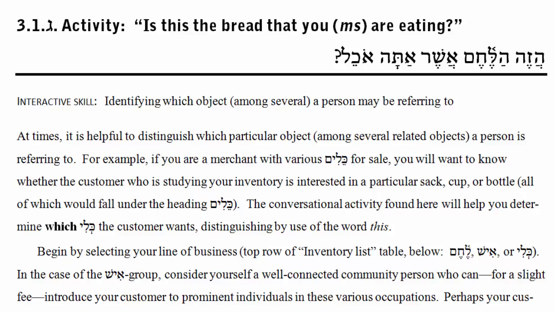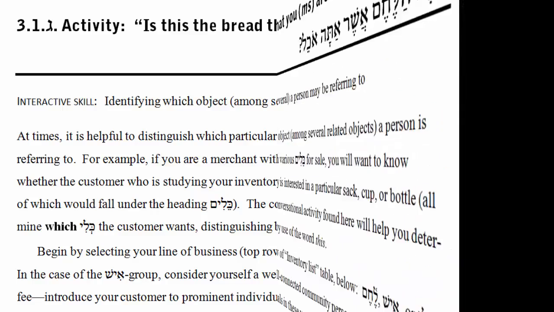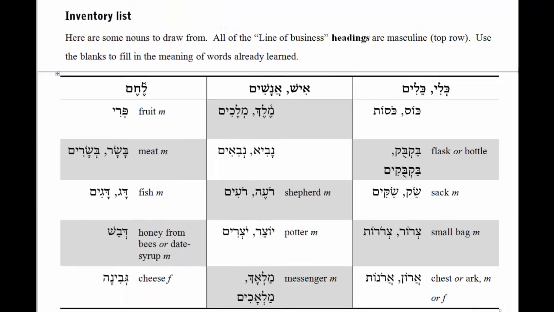In this activity, you will take turns being at times the merchant and at times the customer. Let's begin by looking at the inventory list, because from that list you'll be able to make a selection as far as what sort of merchant you wish to be for the purposes of this activity. Here's the inventory list. Notice the 3 columns.